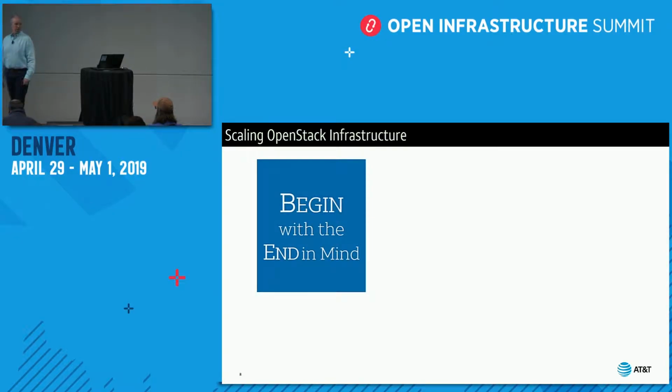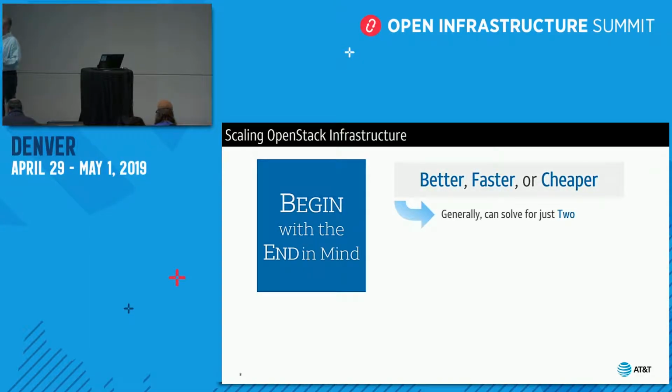So I like to begin with the end in mind, almost no matter what it is. What's the goal and what's the objective and what's that vision? Call it vision casting, if you will. Where do we want to go? And then we'll talk about how we'll get there. So this is a recurring theme in technology in general, whether it's OpenStack or really any other technology. Just basically an engineering tenet is better, faster, or cheaper. And generally what we find is we can solve for just two of those. Hopefully we can solve for three, but most of the time we can't.